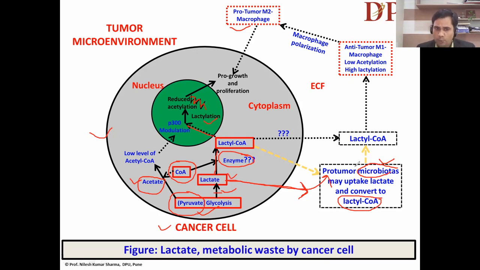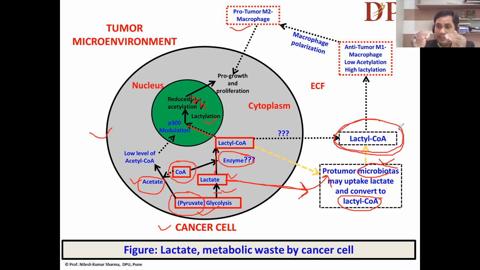So whichever way, whether lactyl CoA generated within the cancer cell exits to the outside, or lactate comes outside of the cancer cell and is converted into lactyl CoA, this pool of lactyl CoA is going to be present within the tumor microenvironment. So here are the two options. One is lactyl CoA inside the cancer cell, helping the cancer cell achieve a certain epigenetic state in favor of the cancer cell. The other possibility is lactyl CoA within the tumor microenvironment, outside of the cell.